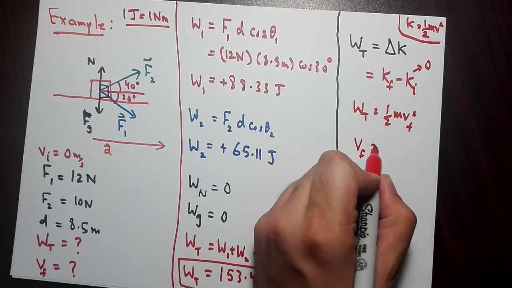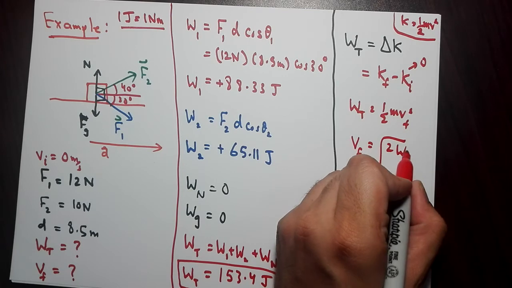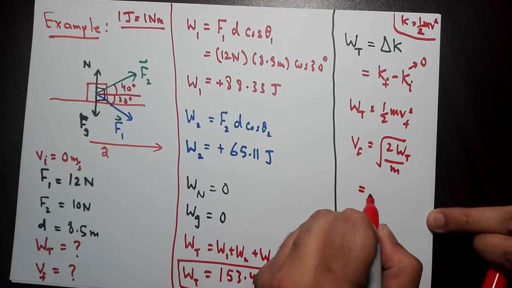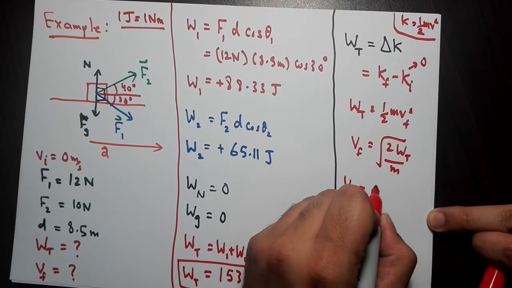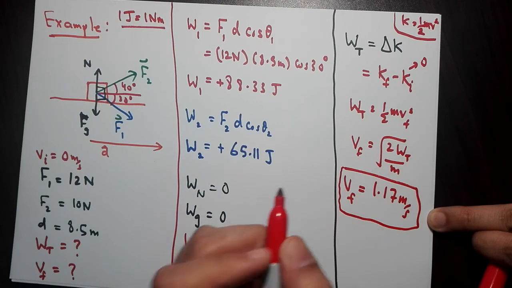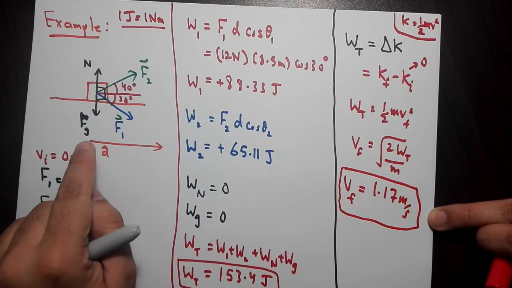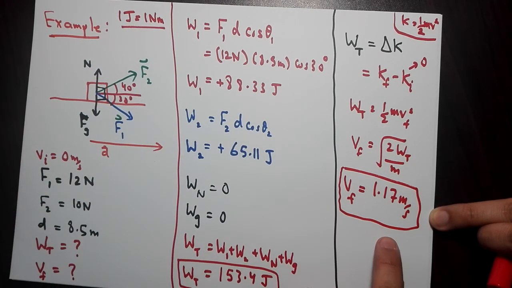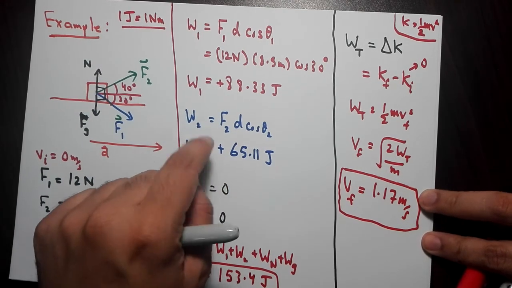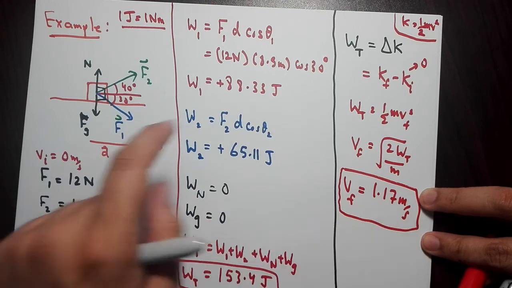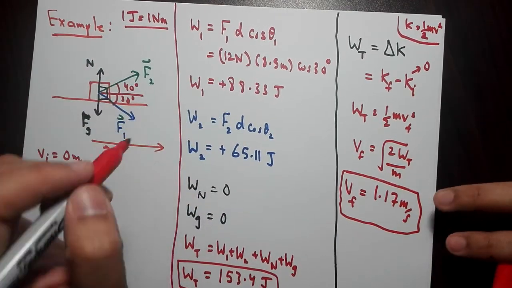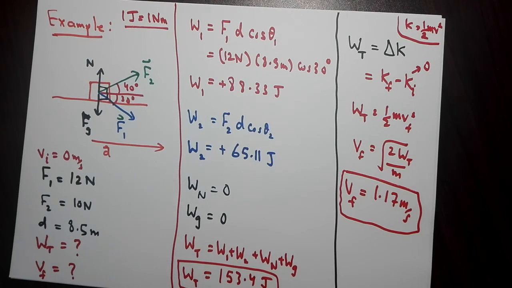So v final is the square root of 2 times W total divided by the mass. If you plug in the numbers, you get v final equals 1.17 meters per second. So that's your v final. After 8.5 meters, the block will be moving at this velocity. If, let's say, this is negative, then you can see that you get a smaller velocity because F2 is doing negative work. But in this case, since they both are positive, you get a greater velocity.